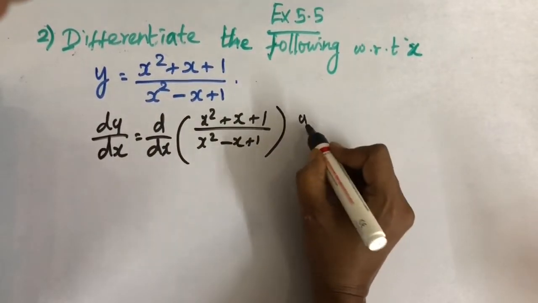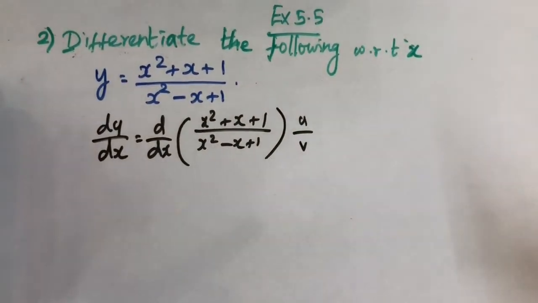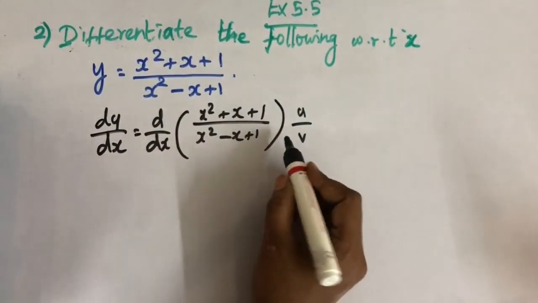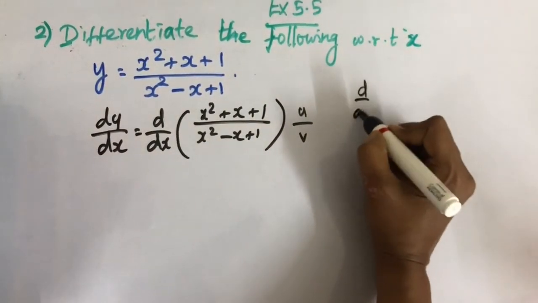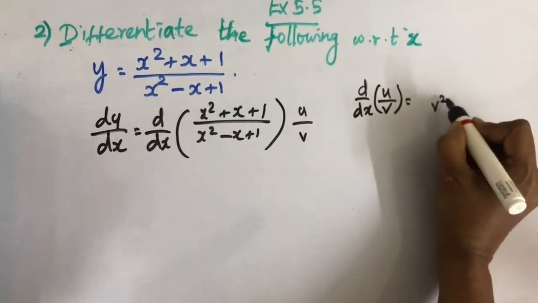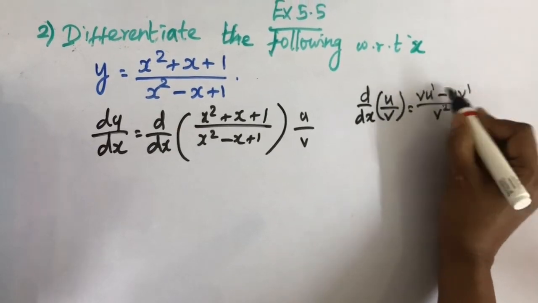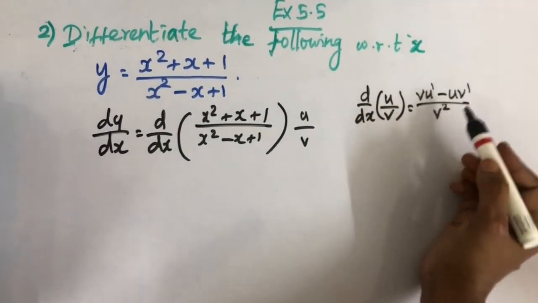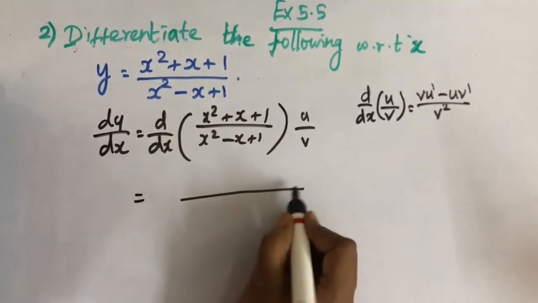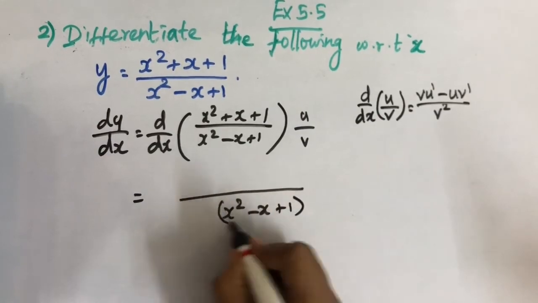Here it is in the form u by v. In the numerator also we have a function of x, and in the denominator also we have a function of x. So, what we have to do? d by dx of u by v is (v u dash minus u v dash) over v square. Don't get confused: v u dash minus u v dash. That is equal to, in the denominator we have x square minus x plus 1 the whole square.